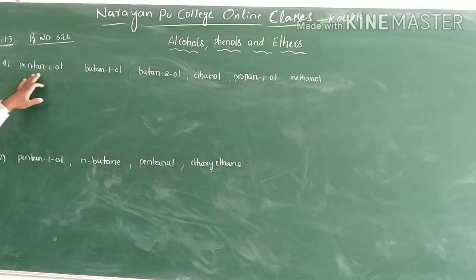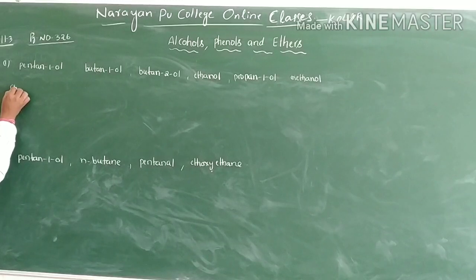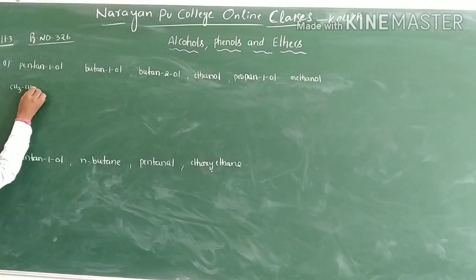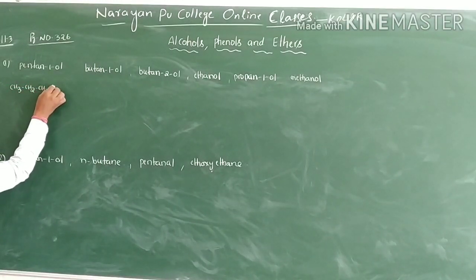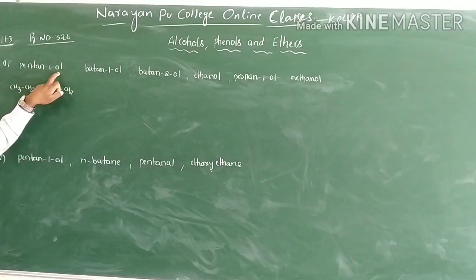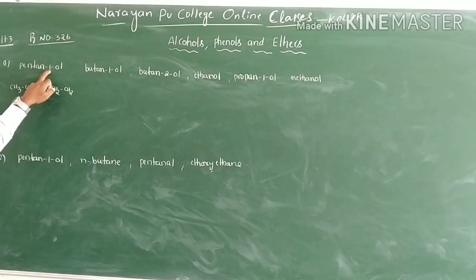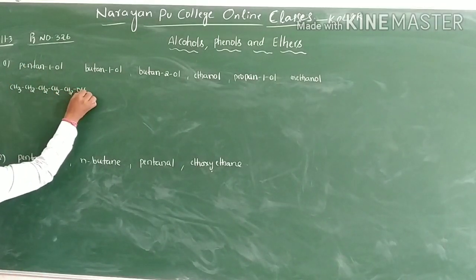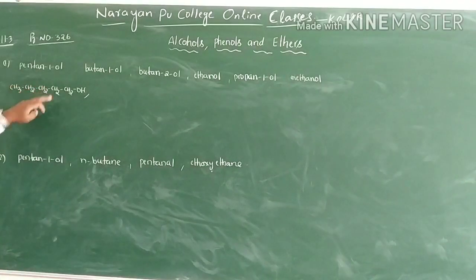Right here, pentan-1-ol. You already know what pentan-1-ol is. Pentane means how many carbons should be there? There should be 5 carbon atoms and 1-ol. What does ol mean? OH group, alcohol group. So ol should be present on which carbon? First carbon, that is the OH. This is pentan-1-ol.